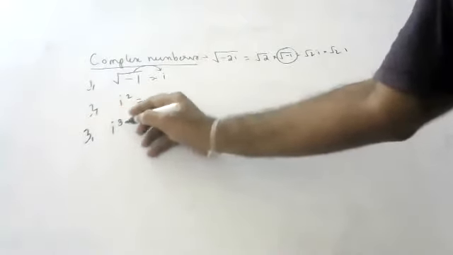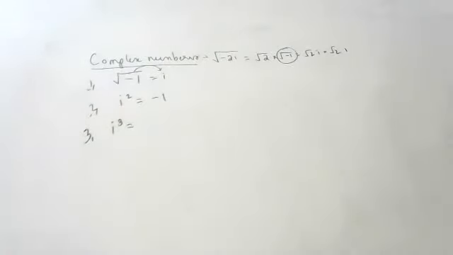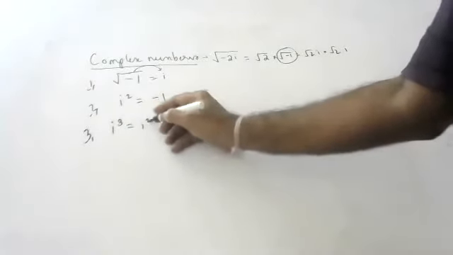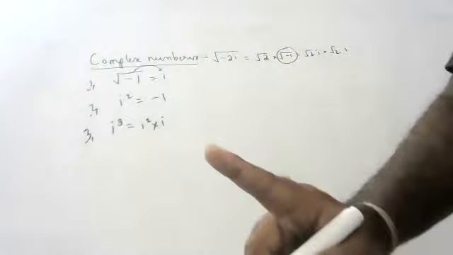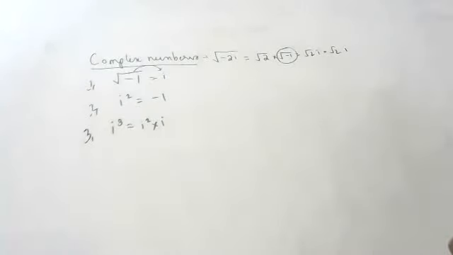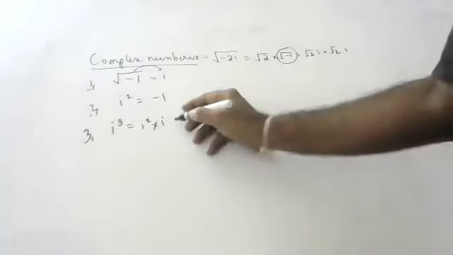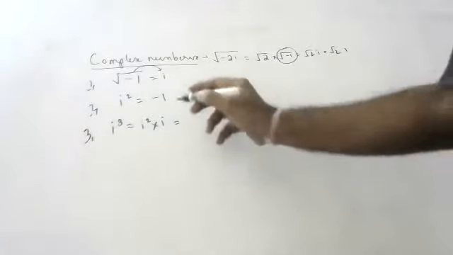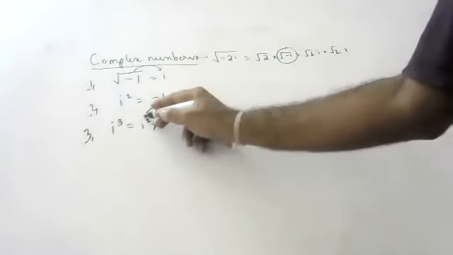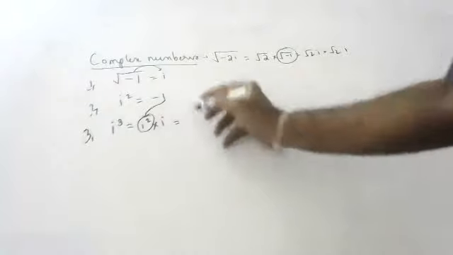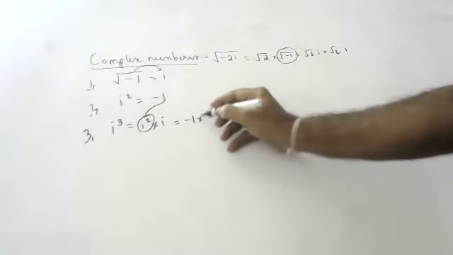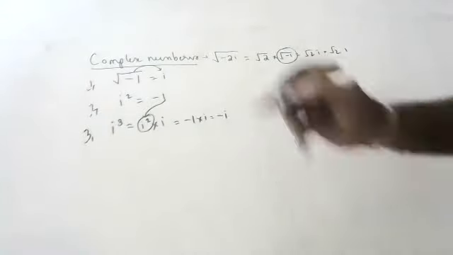Suppose I ask, what is the value of i cube? I cube is i square into i. Am I correct, children? Yes, sir. So try to understand. What is i square? Minus 1. Minus 1 into i is minus i.